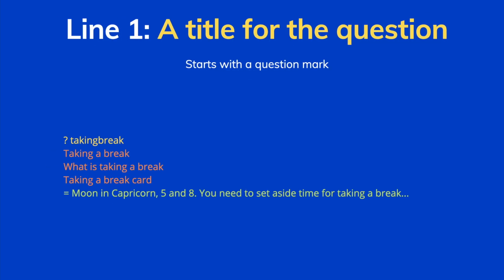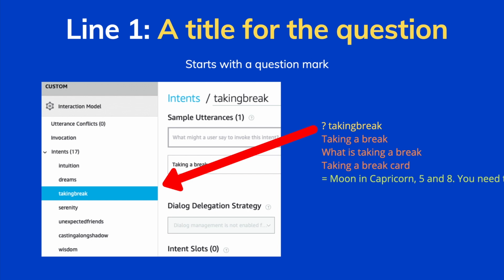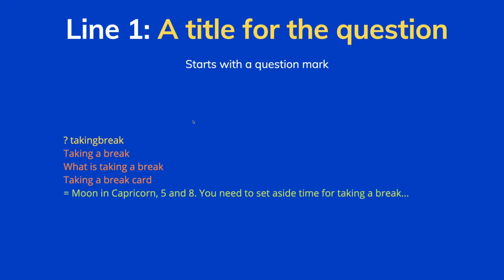So that's basically all it is. The title for the question is the question mark. So you have a question mark and the title for the question. It starts with a question mark, and the only rule for this is that you don't want spaces. So basically no spaces. For taking a break, I put taking break. So that's your question mark over here. Question mark, taking break, and that's all you want.